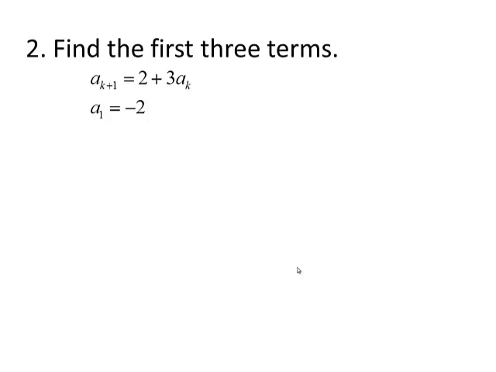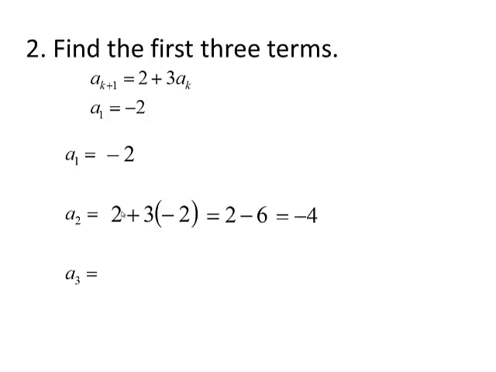Number 2, find the first 3 terms. Now this is a recursive. That means you take 1 and you place it into the formula, and then it'll give you the next one. So we'll start with the first one. That's given. That's negative 2. And the next one will be 2 plus 3 times negative 2, which is 2 plus negative 6. That's negative 4. And the one after that, you're going to do it again. 2 plus 3 times negative 4.